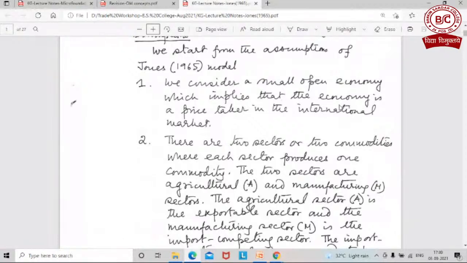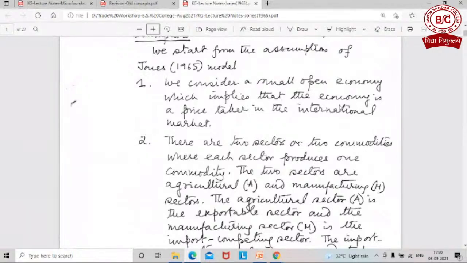So we call the agricultural sector the exportable sector, because this is potentially the sector which can export its good. So that is an exportable sector. It produces its own good, it can generate some surplus and can export that. So that sector is known as an exportable sector.